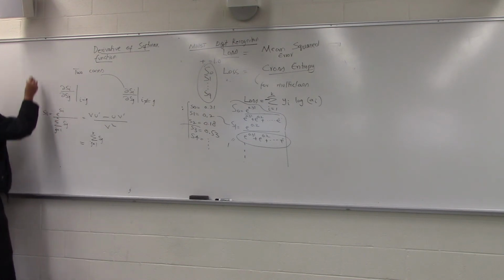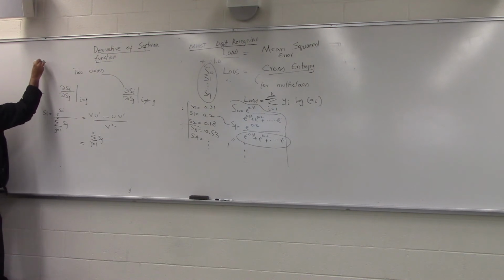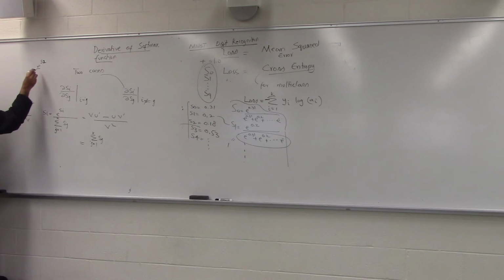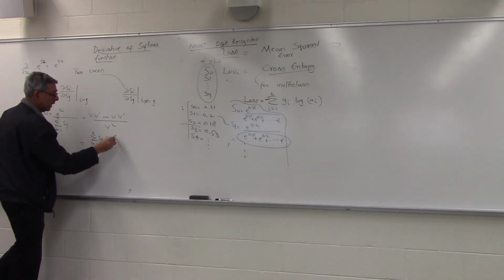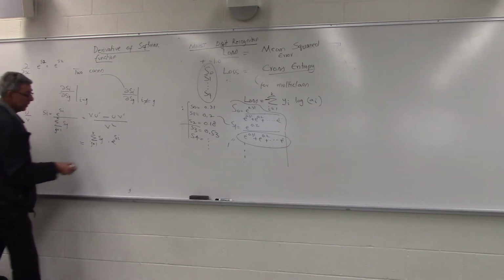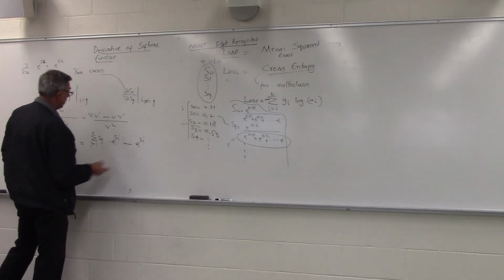U prime, okay. So suppose if you're confused, right? Pick one example, like e raised power s2. If I took the derivative with respect to s2, what will this be? The same, e to the s2. So this will be e to the si. Okay. Then minus u, u is e to the si.